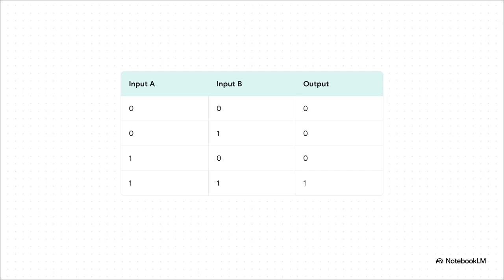See how it just maps out every single possibility? If input A and B are both 0, the output is 0. If one is 0 and the other is 1, still 0. It's only on this very last row where both inputs are 1 that we finally get a 1 on the output. It's a perfect, predictable map of exactly how that gate will behave.